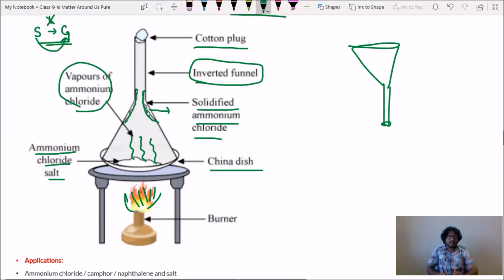The salt which is heated is converted from solid to gas. Here the solid state is directly converted into the gaseous state, that is called sublimation, and you can collect these ammonium chloride salts.